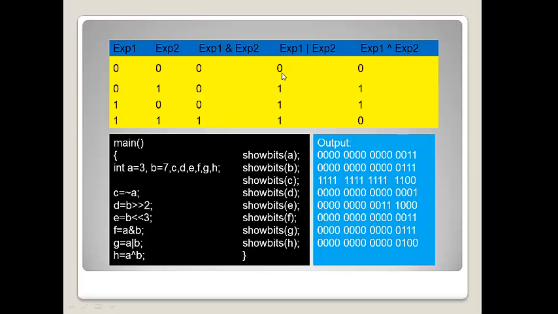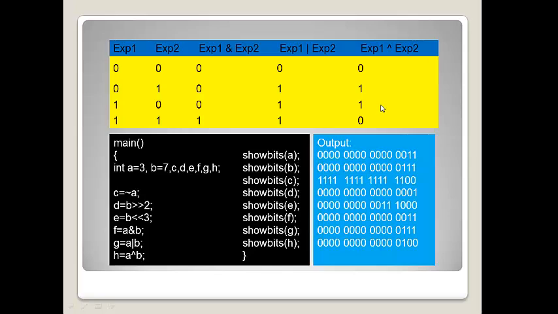Bitwise OR is also just like our logical OR. If any one is true, the result is true. If both are true, the result is true. Only when both are false is it false. In the XOR operator, if any one expression is true, the result is true. If both are 0, it is 0. If both are true, it is 0.